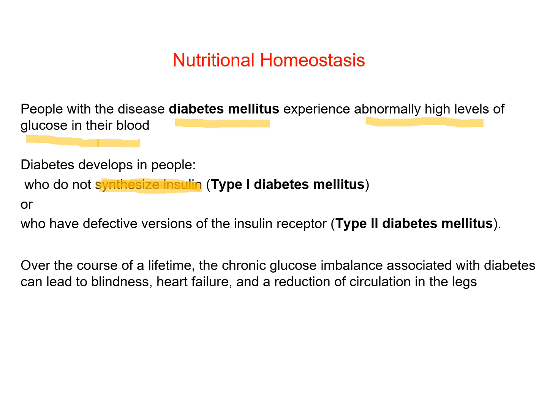And that type of inadequate insulin response is called type 1 diabetes. There are also some individuals, and this is usually occurring later in life, mature onset, or type 2 diabetes, in which the receptor is defective. Chronic glucose imbalance can be associated with a wide range of serious outcomes, including blindness, heart failure, and reduction of circulation in the lungs, leading to loss of tissue in the legs, toes, feet, etc.